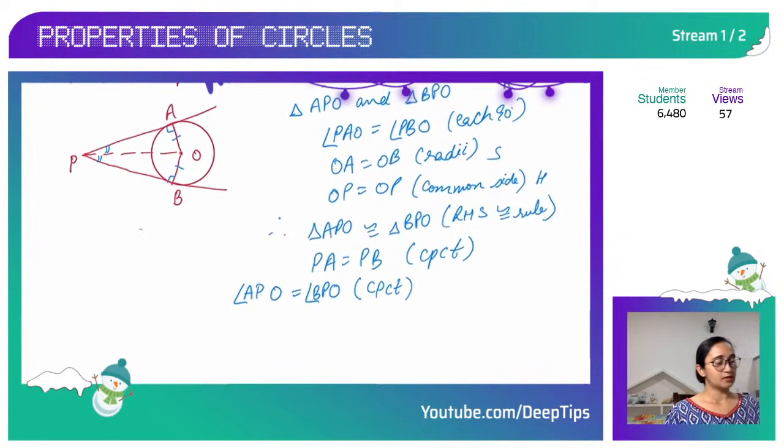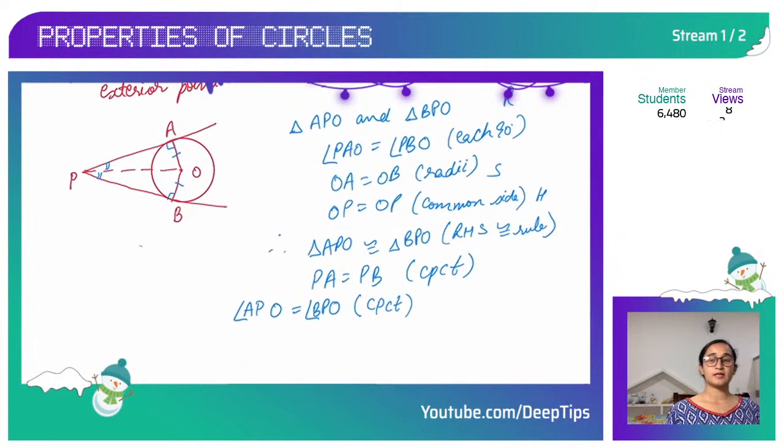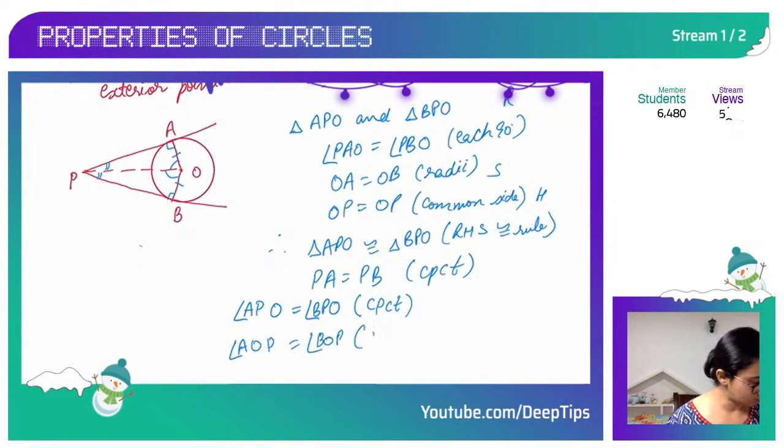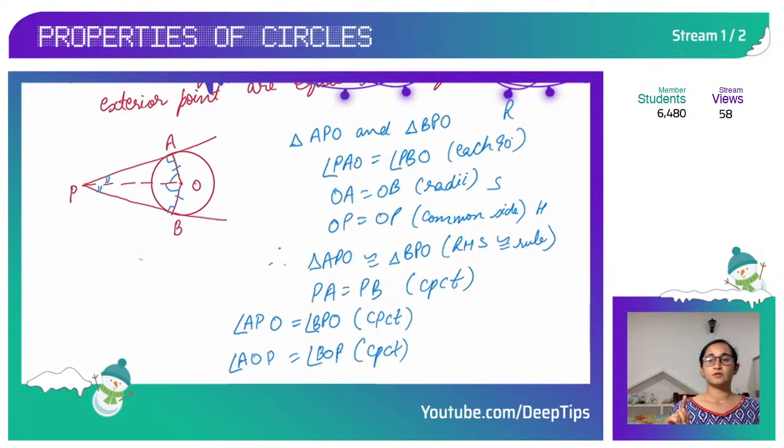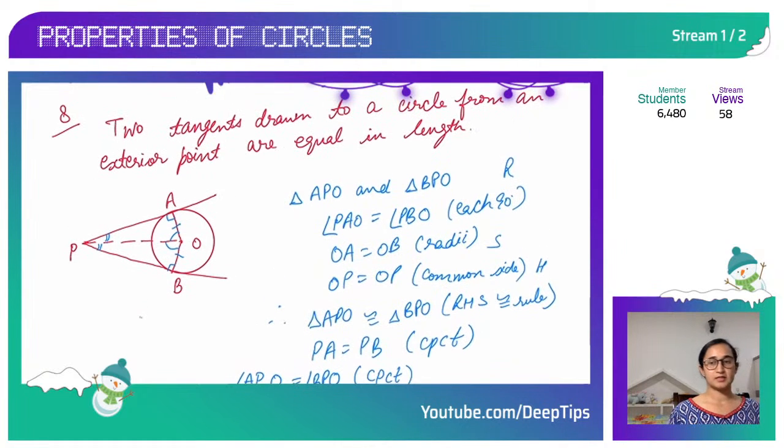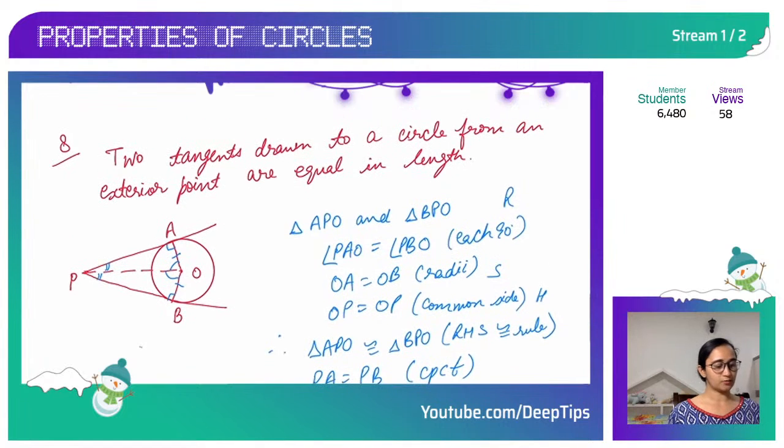And then these two tangents subtend equal angles at the center. So this angle is equal to this. So angle AOP is equal to angle BOP. This is also CPCT. Okay children, AOP equals BOP. So see, from one theorem which says two tangents drawn to a circle from an exterior point are equal in length, we actually prove three things.